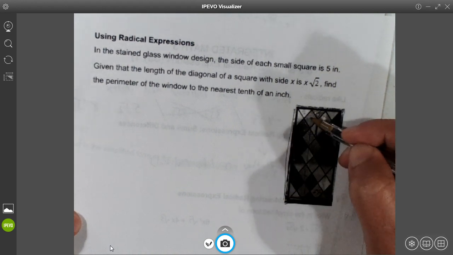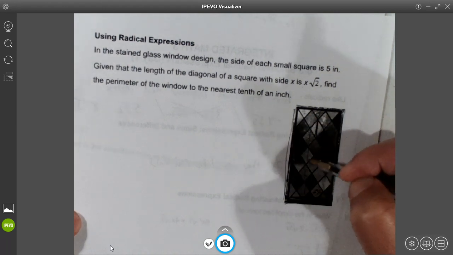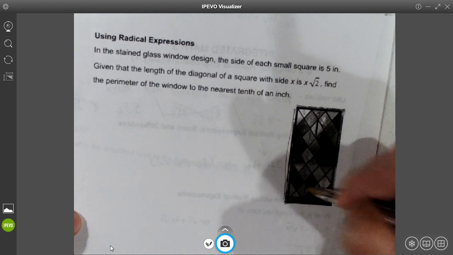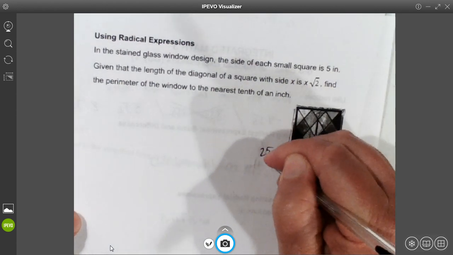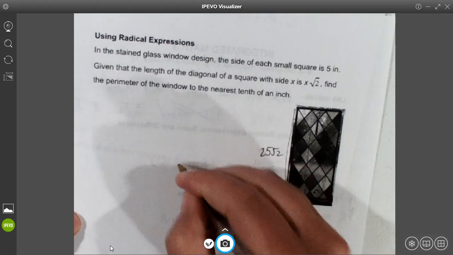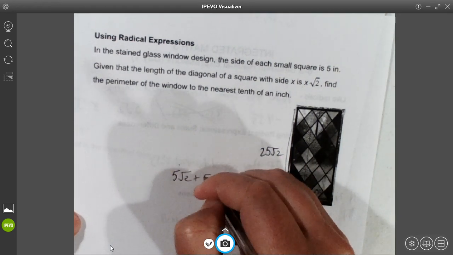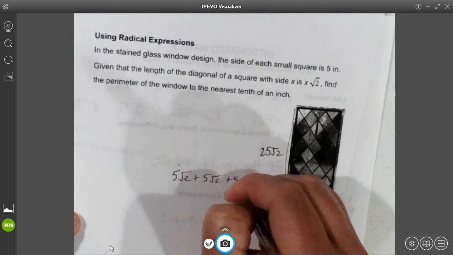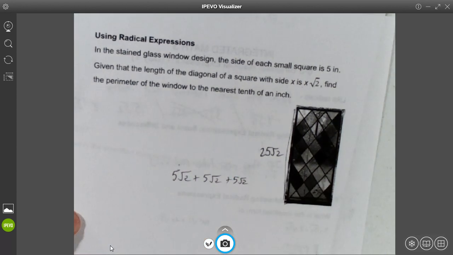5 square root of 2 plus 5 square root of 2 plus 5 square root of 2 plus 5 square root of 2 plus 5 square root of 2. That's 25 times the square root of 2. That distance is, because really what we're doing is 5 square root of 2 plus 5 square root of 2 plus 5 square root of 2, and so on and so forth.